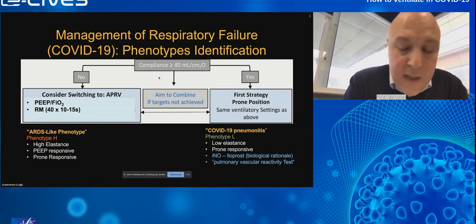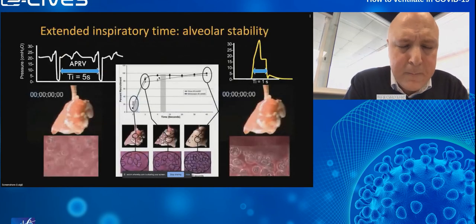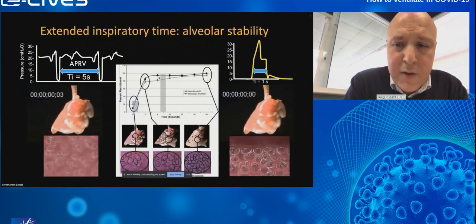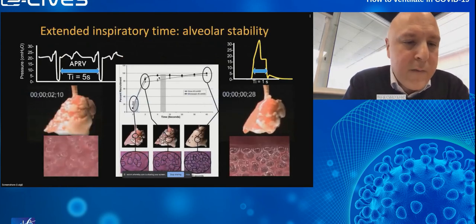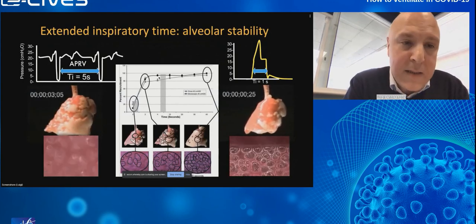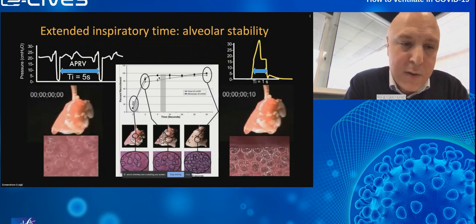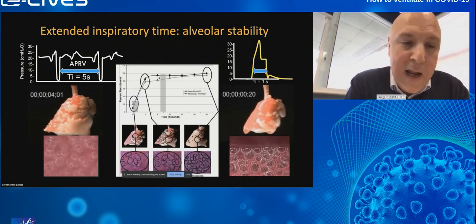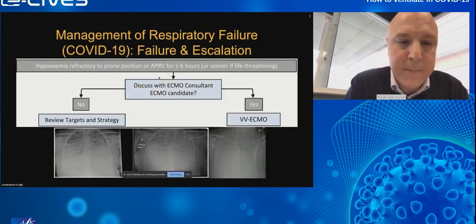And sometimes we use airway pressure release ventilation to improve recruitment and maintain alveolar stability. This is just a little video just to show the effect of the inspiratory time on alveolar stability. And this is one of the modalities that we use occasionally to increase the mean airway pressure, but at the same time maintain a lower peak or plateau pressure.